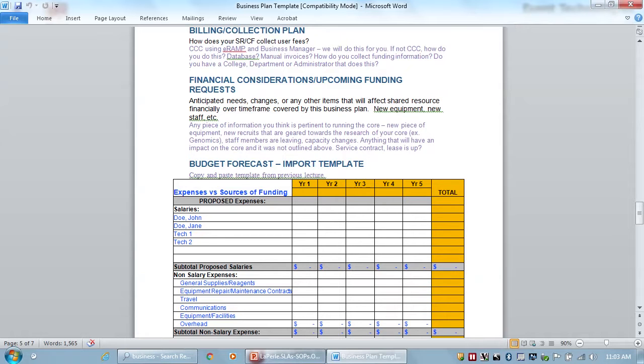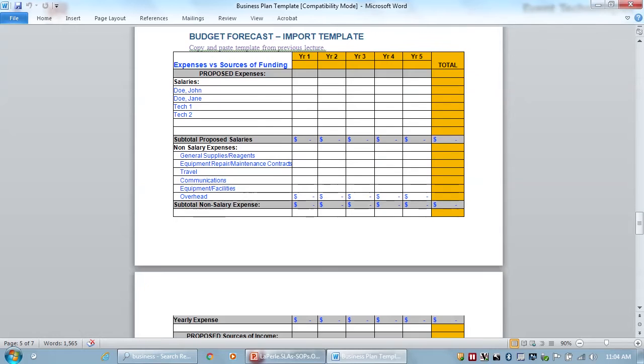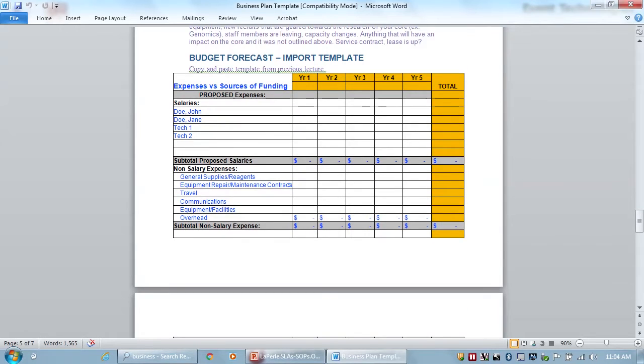Let's see. If there's going to be any new recruits, any new hires, you'll want to talk about this here. Anything that will have an impact on the core that's not talked about in any of the previous sections. If the service contract is going to increase, or say we paid for a 5-year service contract and we bought the equipment, and now in year three, we're going to have to start paying for a service contract again. Those types of things that you want to think about in future years. So then you'll copy and paste from that Excel template in the budget. You'll just put that right in here.